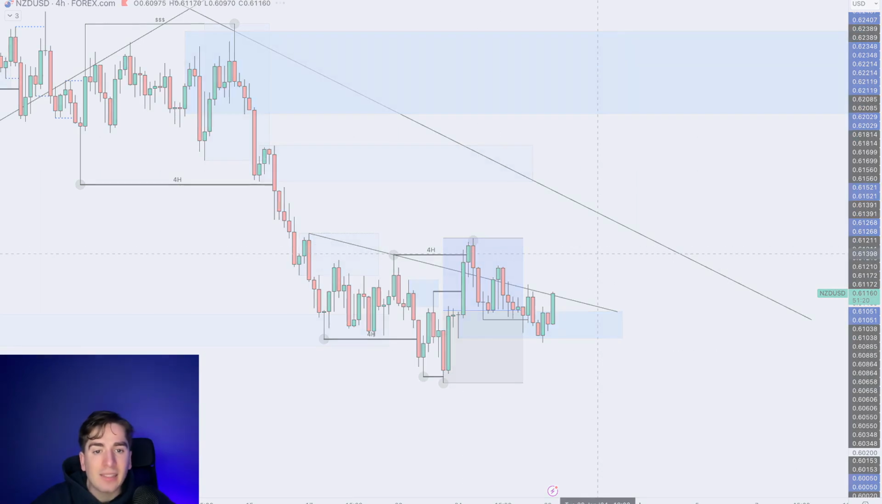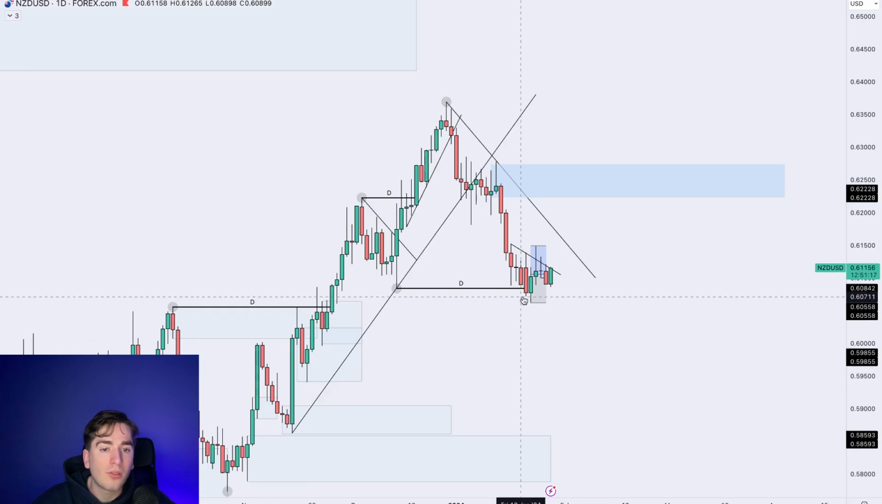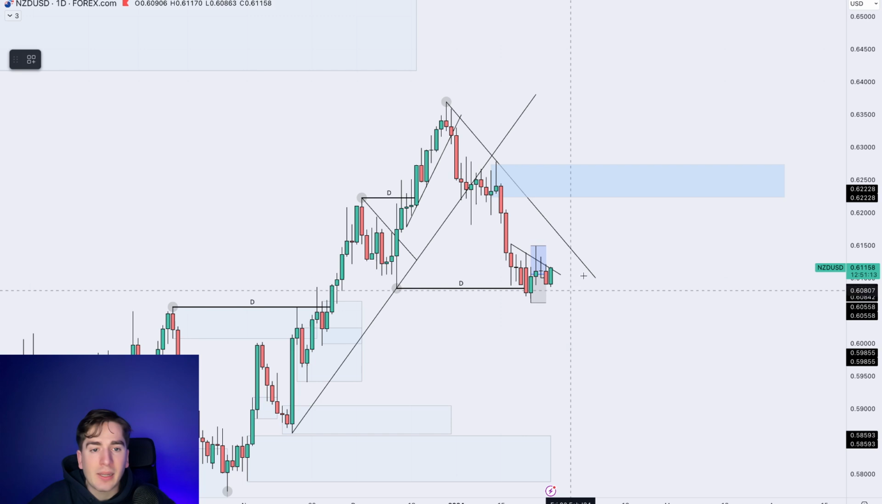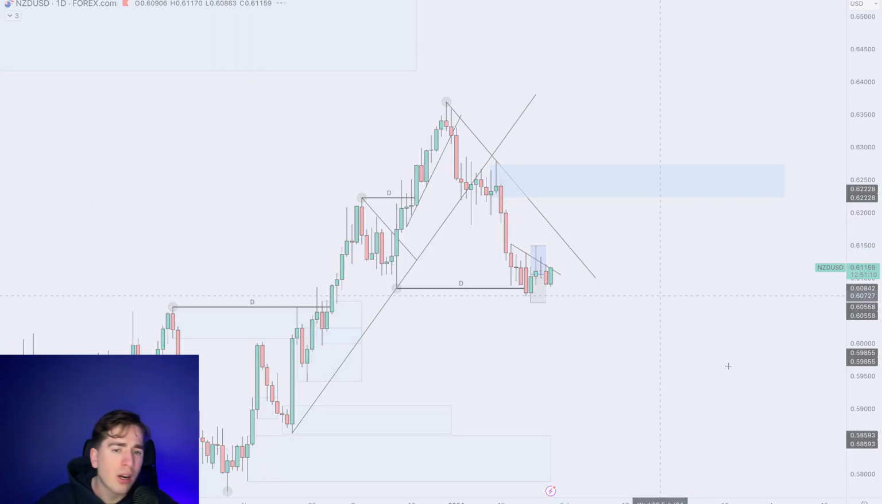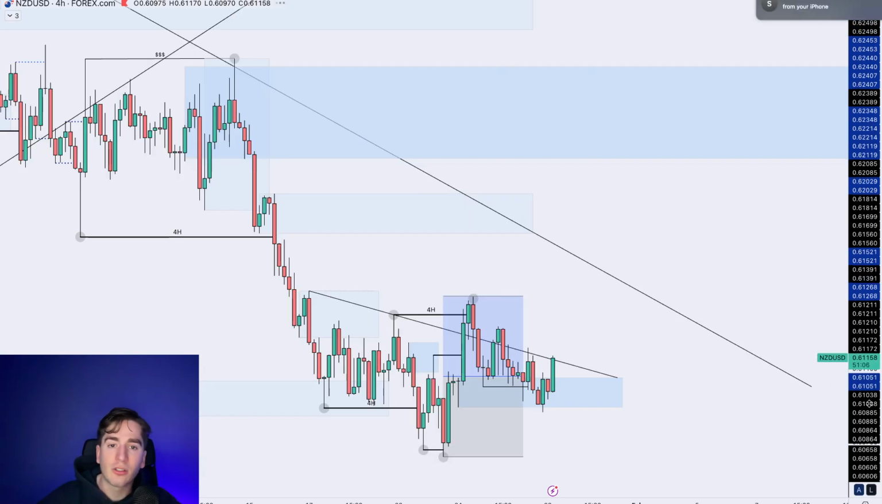Then the daily is looking good for further upside as well, because of the fact that we saw a daily BOS over here. And after a daily BOS, we expect a pullback in towards the highs. So just follow the overall 4-hour structure. 4-hour swing structure is bullish, and the daily is looking for a pullback. So looking for a push in towards the highs once again over here on Kiwi dollar.